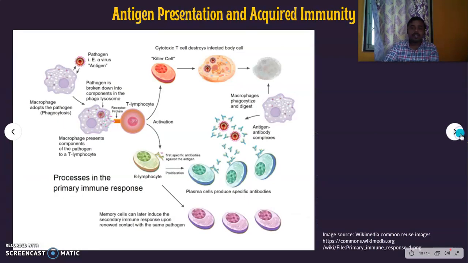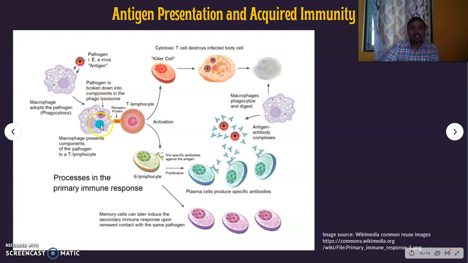Now I will show you a diagrammatic representation of this acquired immunity and antigen presentation. You can see here, this red colored thing is a pathogen. It can be a virus or it can be a bacteria. When this pathogen enters our body, the macrophage cells, that is the first line of defense or innate immune cells, go and attack this pathogen by a process called phagocytosis. So what is phagocytosis? Phagocytosis is a process where the pathogen is broken down into components in the phagolysosome. Lysosome has enzymes which can degrade the pathogen that's present inside these macrophage cells.